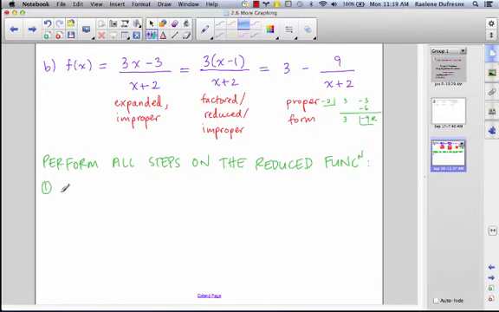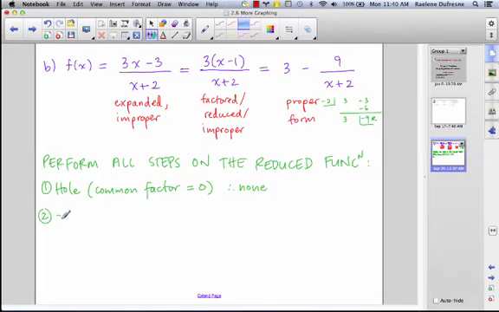Okay, so the first step is the coordinates of any holes. As we know, a hole occurs when an x value makes y indeterminate, or in other words, whenever we have a common factor in the numerator and the denominator. So we are looking for the common factor to be equal to 0. In this case, there's no common factor, therefore there are no holes.